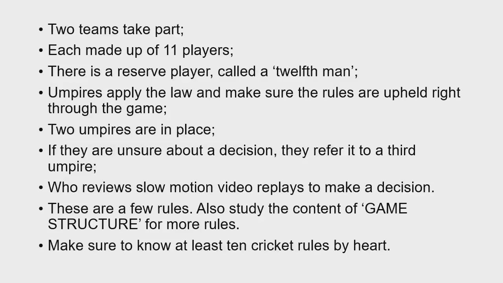Two teams take part, each made up of 11 players. There is a reserve player called a 12th man. Umpires apply the law and make sure the rules are upheld right through the game. Two umpires are in place. If they are unsure about a decision, they refer it to the third umpire who reviews slow motion video replays to make a decision. These are only a few rules. Also study the content of game structure for more rules. Make sure to know at least 10 cricket rules by heart.